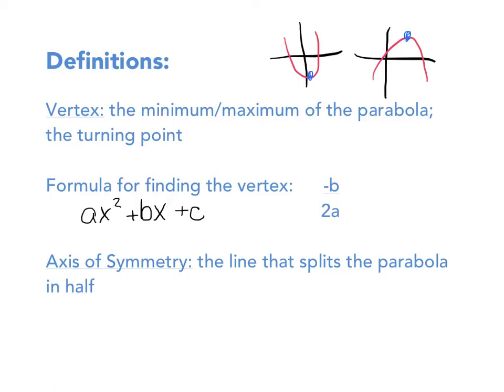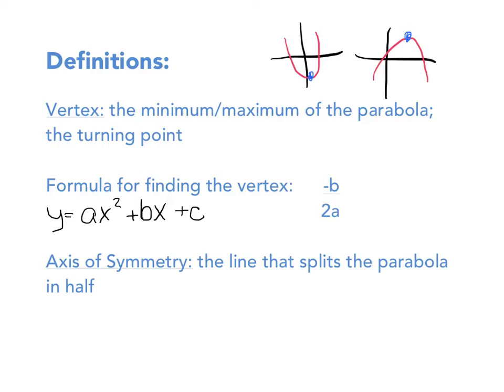The formula for finding the vertex, and it is very important that you get this down, is right here: negative b over 2a. And we can only use this formula when our equation is in standard form, ax squared plus bx plus c. So your coefficients are a and b, and then c is your constant. And I said equation because usually we have y equals in front of this when we are graphing.